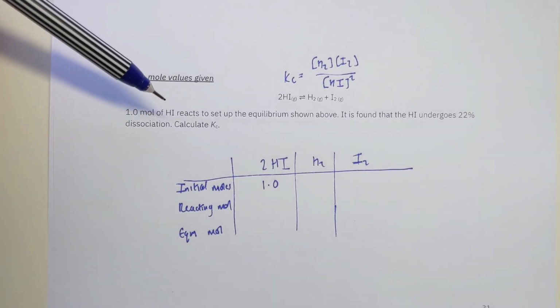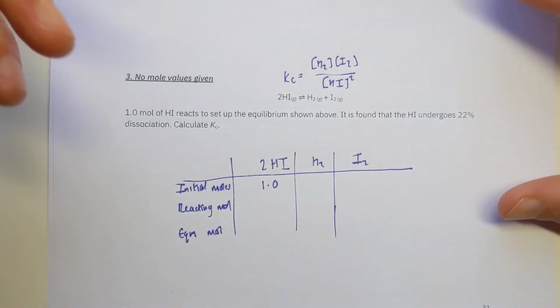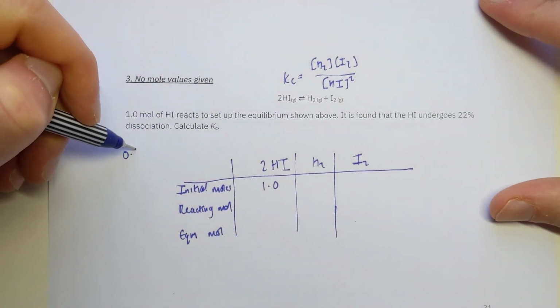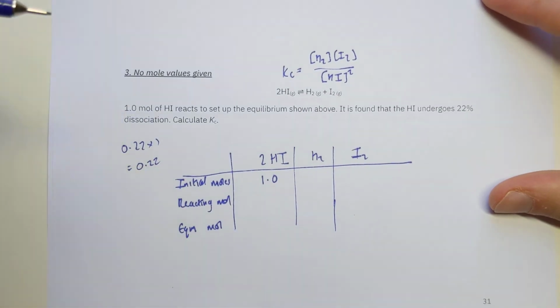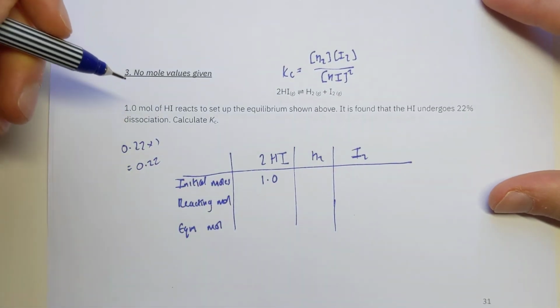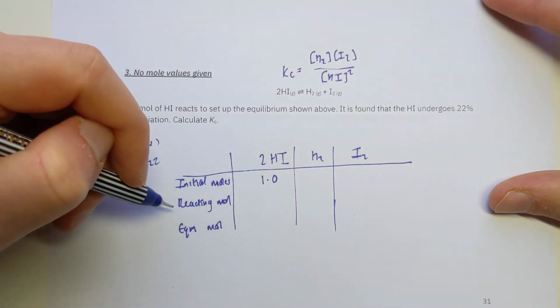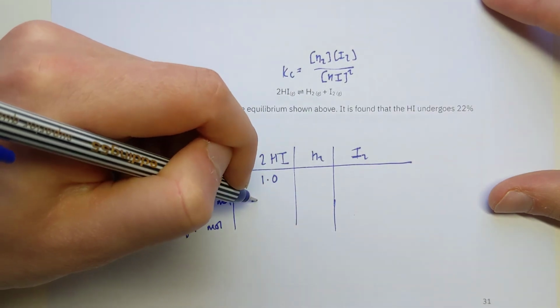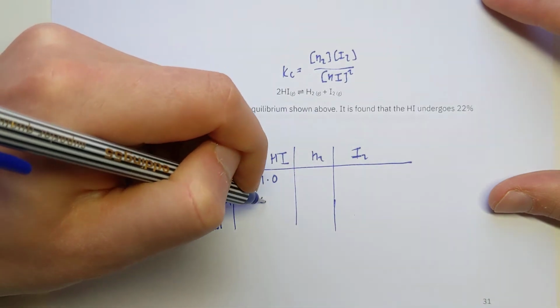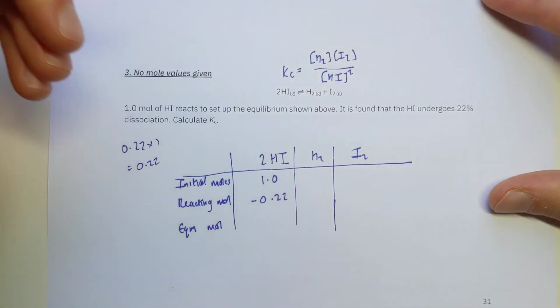So I need to work out how much 22% of 1 is. So it's going to be 0.22 times 1, which is obviously 0.22. So that's the amount which is dissociated. In other words, that's the amount that's reacted. And that would go in this bit here. The reacting moles of HI, I've taken away because I've used it up, is 0.22.